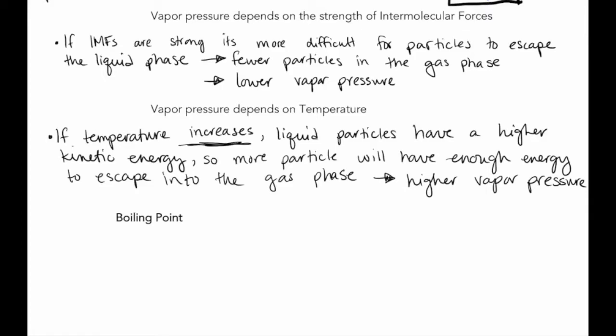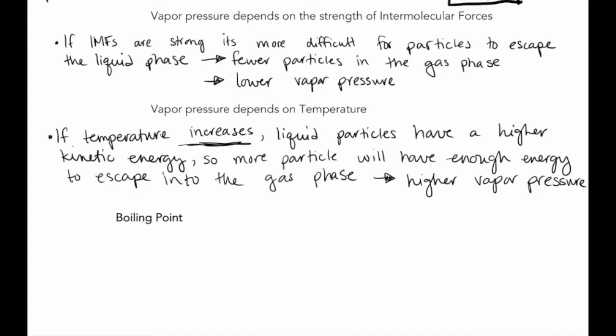The other characteristic that's important to this vaporization and condensation process, the transition between gas and liquid phase, is the boiling point. We can think about the boiling point of water. That's the point where the water starts to vaporize pretty rapidly, right? We start to see more particles in the gas phase. That's going to be a higher vapor pressure.